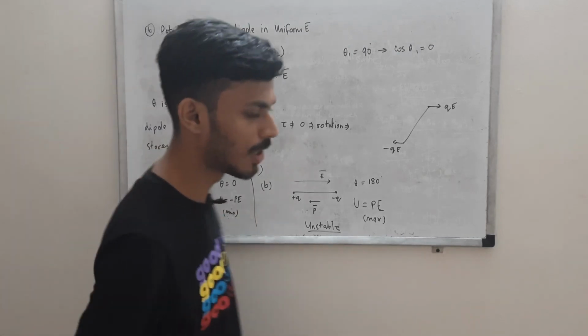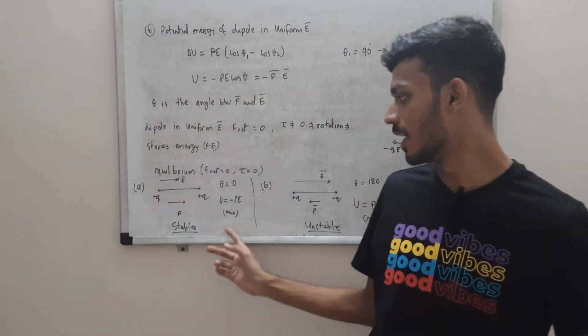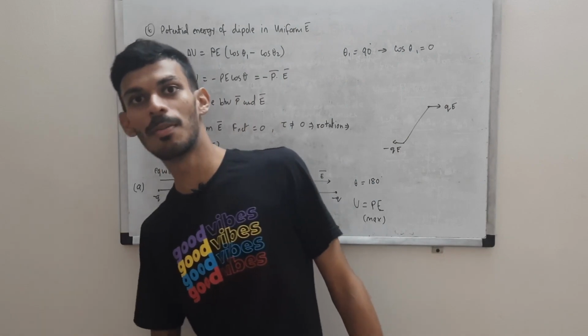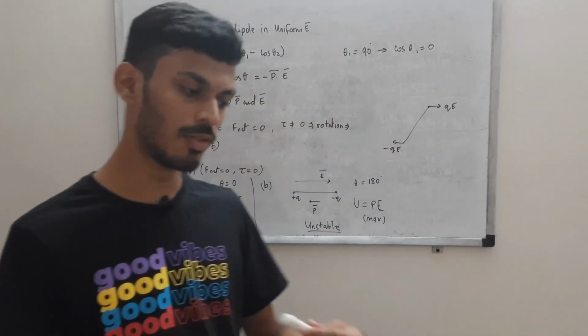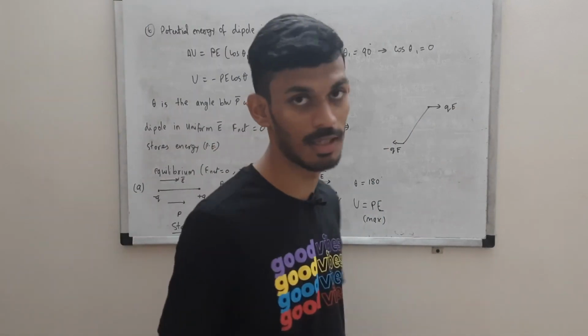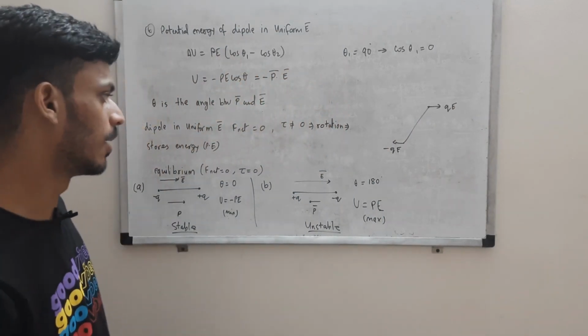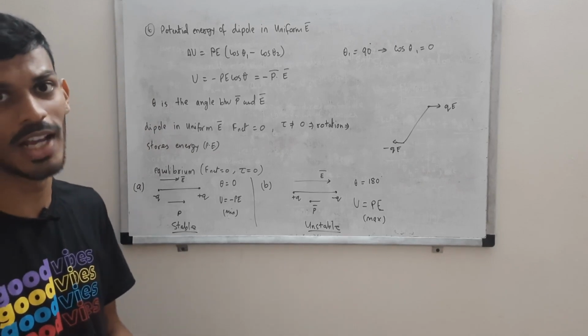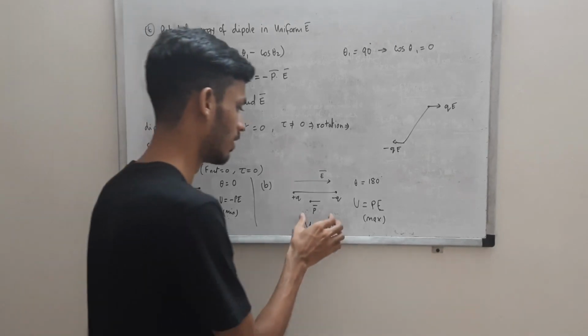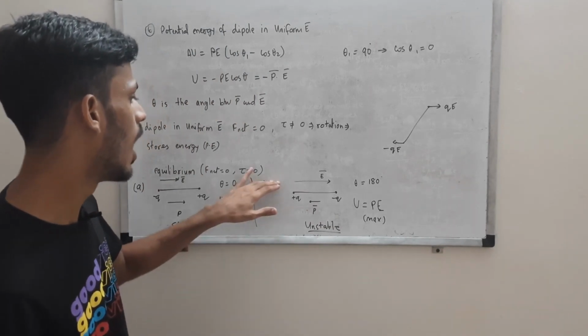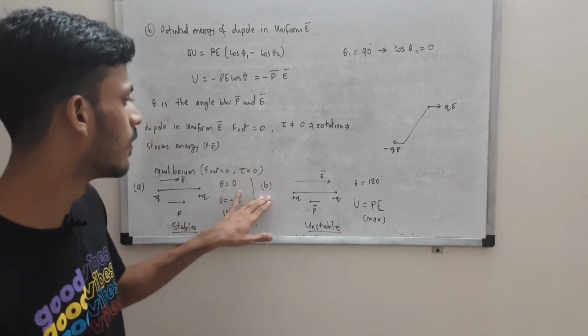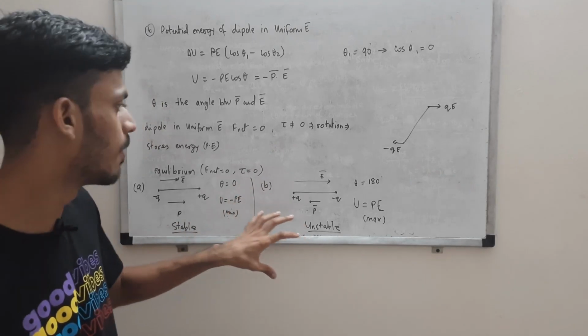If you remember from class 11th, the configuration in which potential energy is minimum is your stable equilibrium, and the configuration in which the potential energy is maximum is your unstable equilibrium. There are many reasons as to why. You can refer to your class 11th chapter, work, power, energy. Let's come to this. Here this is unstable equilibrium.